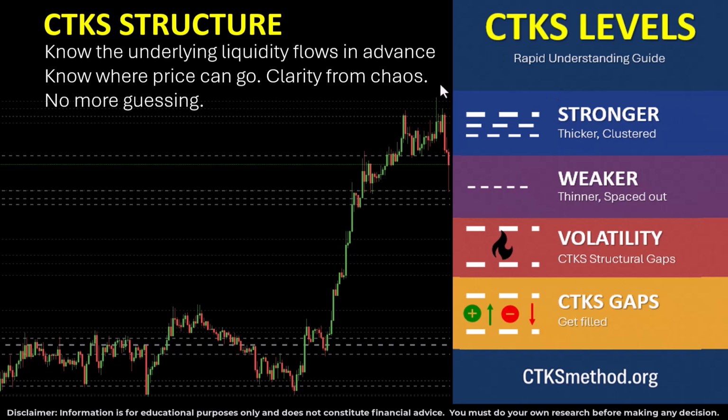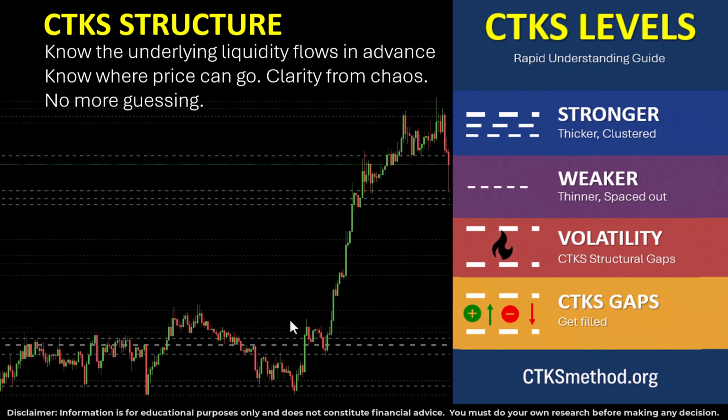Therefore, how do CTKS structural levels actually work? This gives you a bit of an indication. The stronger, the thicker, and the more clustered. So this is relatively strong, and this one is relatively strong too. Weaker levels, the intervening levels inside structure are quite weak. That means the price can just scoot up there very quickly, and then of course that structural overshoot is gradually going to get faded as buyers become exhausted. You have a lot of volatility inside these CTKS gaps. We've seen on the channel for many years, gaps inside Apple and Tesla, just everywhere.